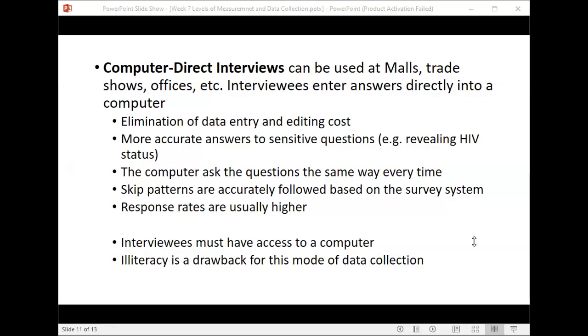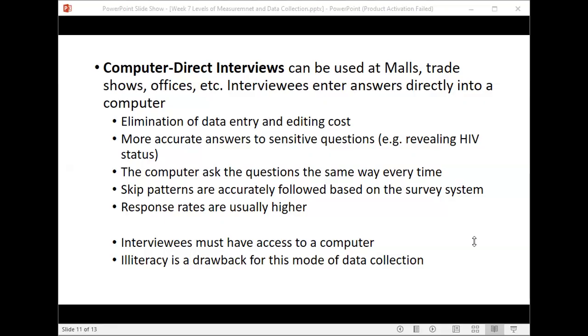So computer direct interviews are usually used, especially when some of the things you are going to be asking are quite sensitive, right? If you're asking people about their HIV status in a hospital, it would be good to have it as a computer direct interview. So nobody is there. It's just me and the computer, so I'm able to type and answer the questions. Even though it's sensitive, I still can give you the answer, right?